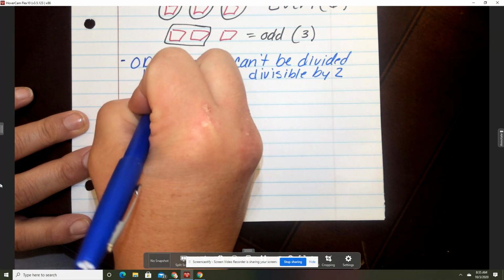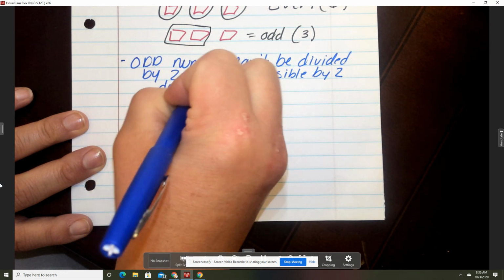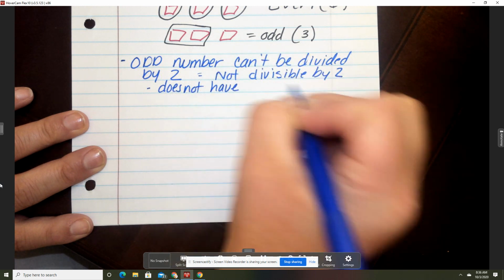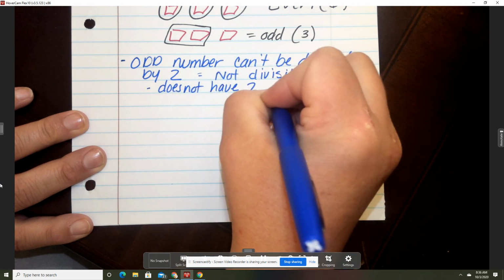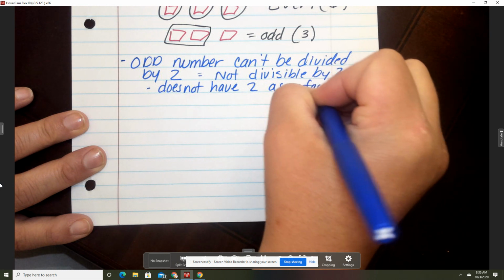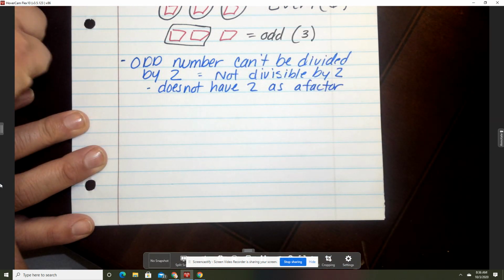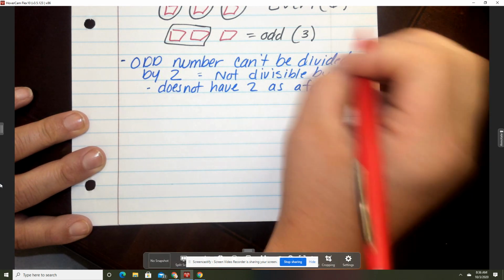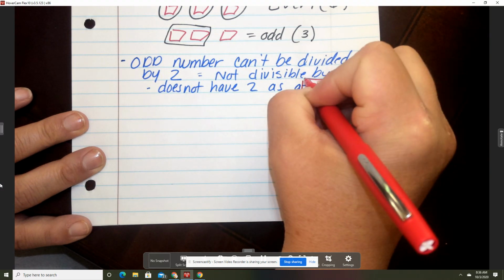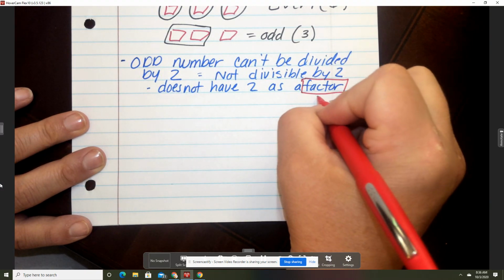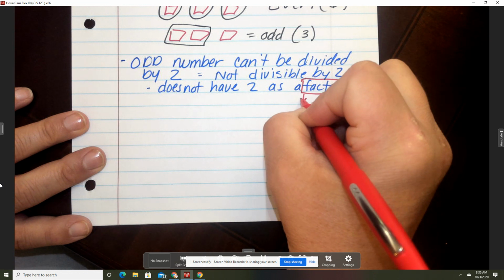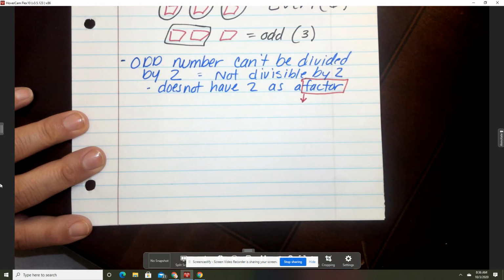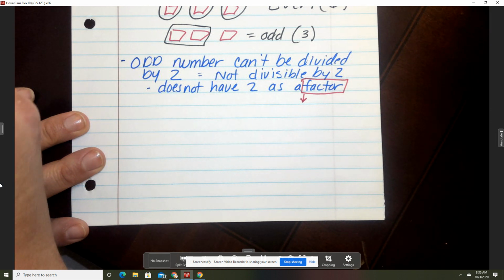It does not have 2 as a factor. Now, what's a factor? Because this is going to factor into our lessons for this week. A factor is very important to know. I wish I could hear people tell me what a factor is. But a factor is 2 numbers that you multiply together to get a product.